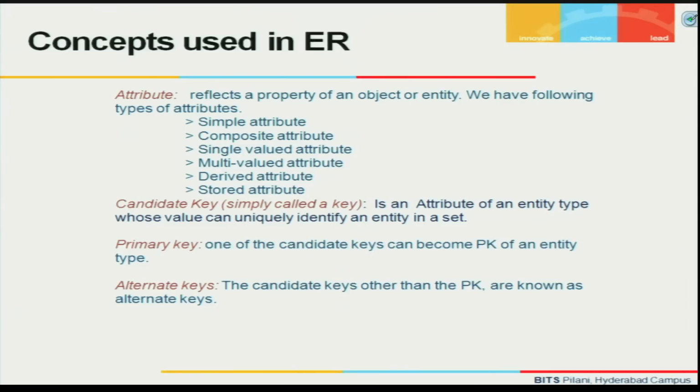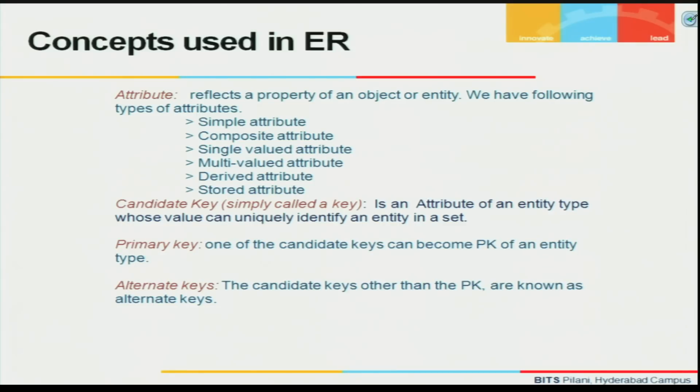Then attributes. An attribute reflects a property of an object or entity. We have the following types of attributes: simple attribute, composite attribute, single valued attribute, multi-valued attribute, derived attribute and stored attribute. A simple attribute is very simple, not complex or composite. What do we mean by a composite attribute? Some attributes contain subcomponents. For example, the address attribute of a person or student may contain subcomponents such as street number, door number, city, zip code, state.